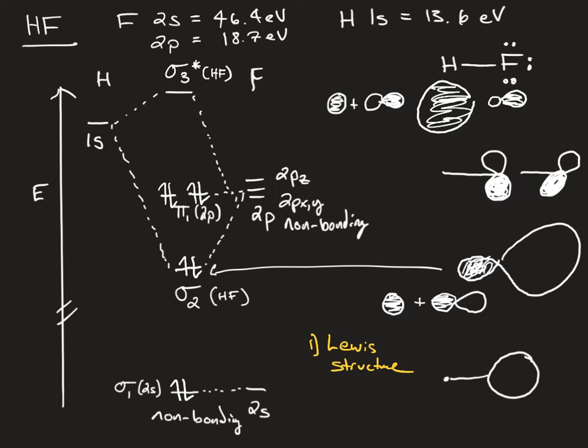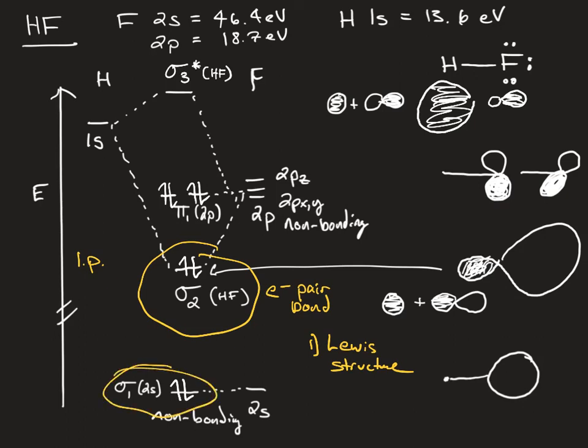We see this sigma bond, which corresponds to our electron pair bond. And we also have non-bonding orbitals that are almost exclusively isolated on that fluorine atom. So we have this sigma 1 orbital, and we have these pi 1 orbitals that you can think about as being these lone pairs on that fluorine.